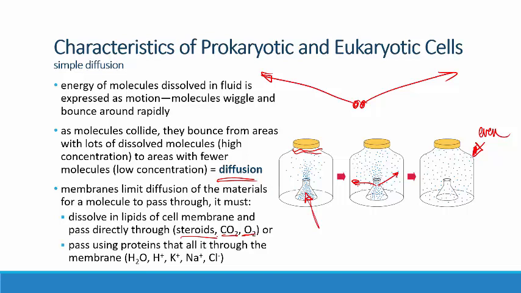Or if they can't go right through the membrane, then they have to pass through using proteins. This is how water moves and how ionic materials like hydrogen, potassium, sodium, and chloride ions all move through the membranes, because proteins allow them to do so.